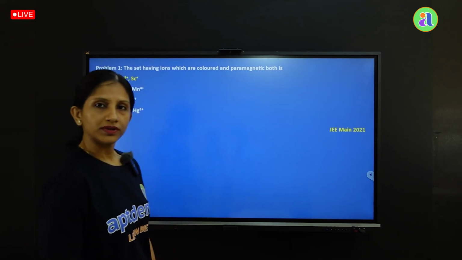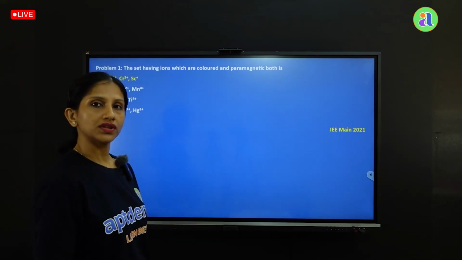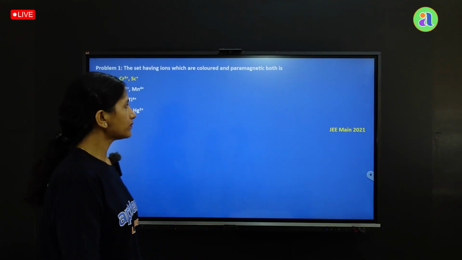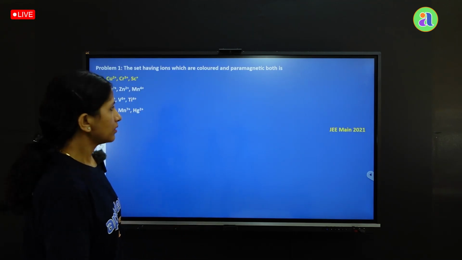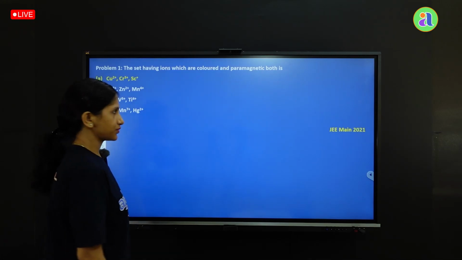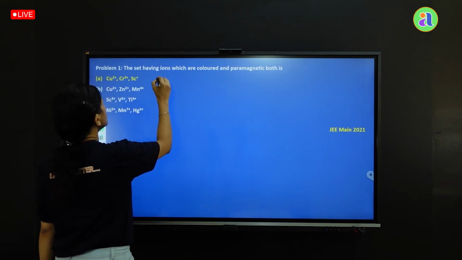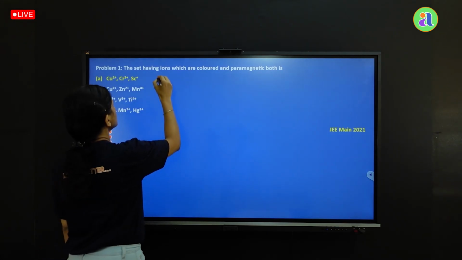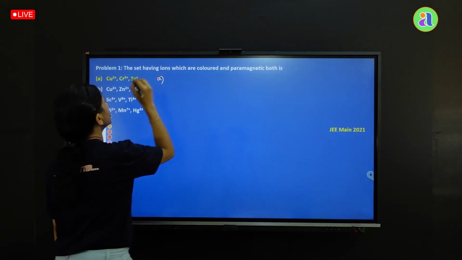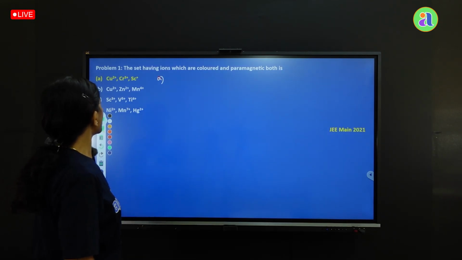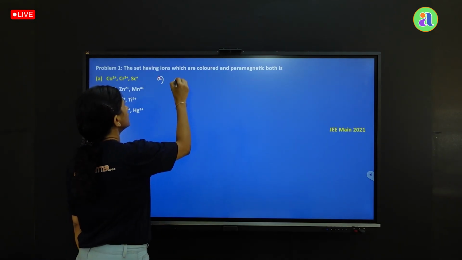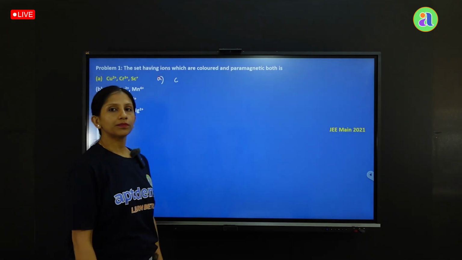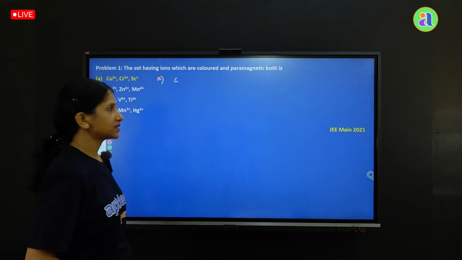So, one by one we will check. We have to focus on the electronic configuration of all the given ions, and we will see which one is the correct option. If you consider A, here 3 ions are given: copper 2 plus, chromium 3 plus and scandium plus.